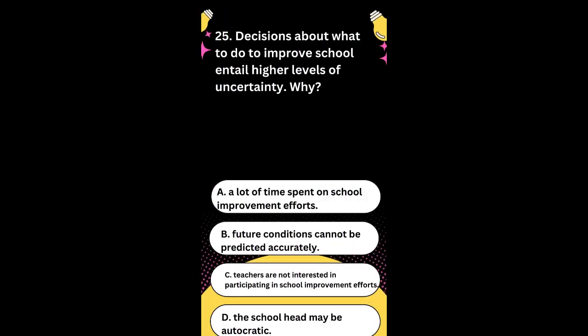25. Decisions about what to do to improve schools entail higher levels of uncertainty. Why? A. A lot of time is spent on school improvement efforts. B. Future conditions cannot be predicted accurately. C. Teachers are not interested in participating in school improvement efforts. D. The school head may be autocratic.